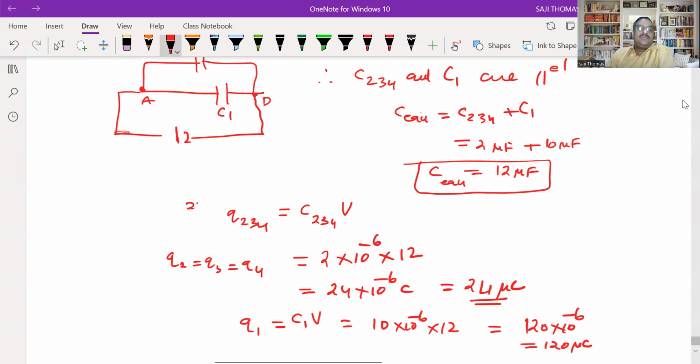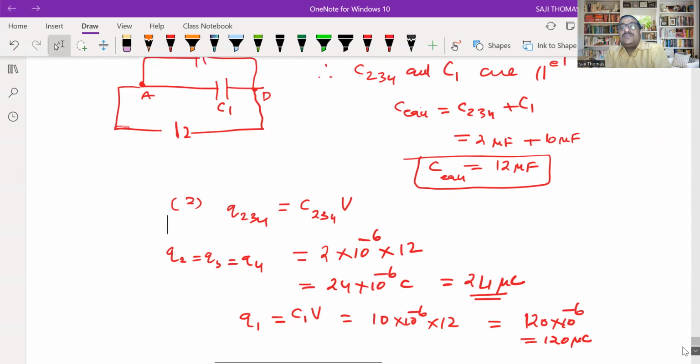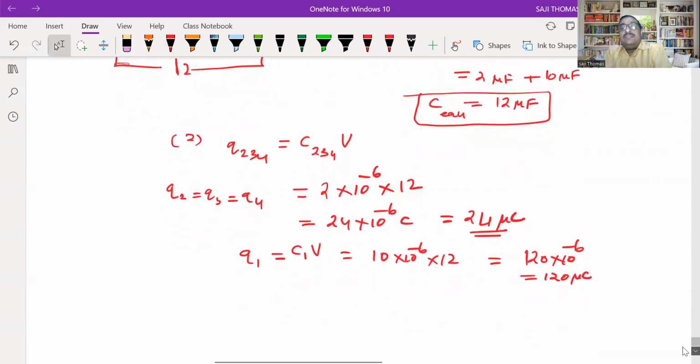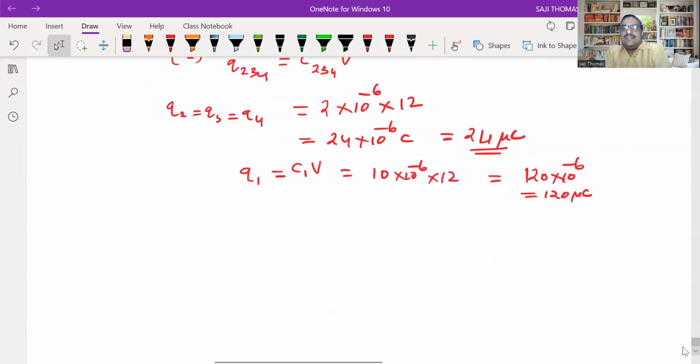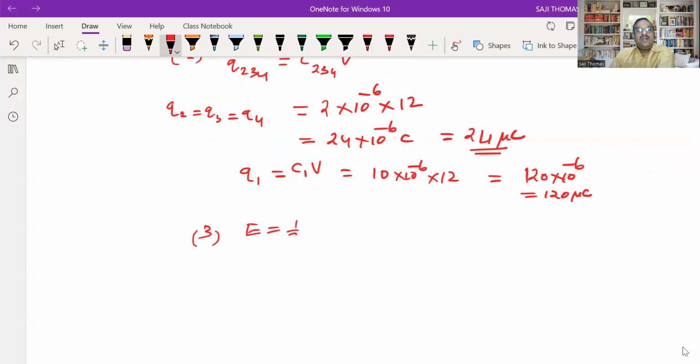Okay. Now, the third part of the question. What was the third part of the question? Energy stored in the system. You know the equation for energy. What is the equation for energy stored? Half CV square. Okay. Half CV square. E is equal to half CV square. C is the equivalent capacitance.